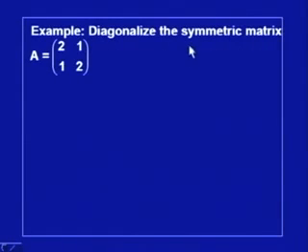So, let us illustrate this with an example. We have a matrix A, a 2 by 2 matrix for simplicity. So, we have 2 1 and 1 2.